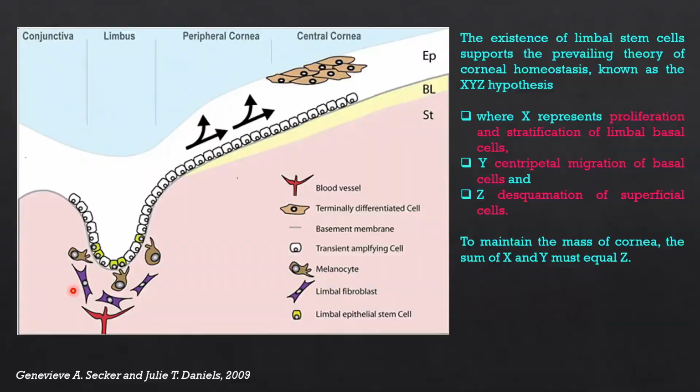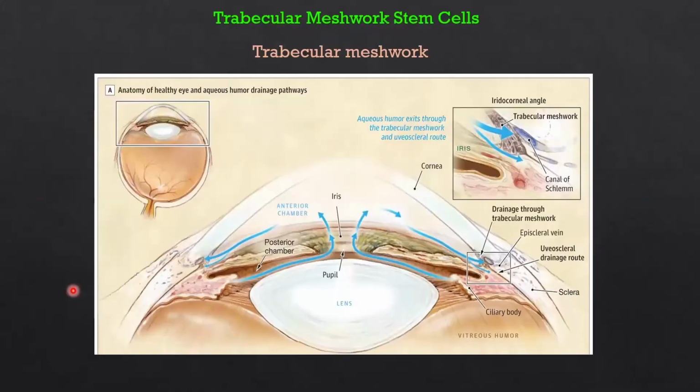So this is my area. I work on trabecular meshwork stem cells. So this is a full illustration on the normal functioning of the outflow pathway. So where are the stem cells in the outflow pathway? Yes, there are stem cells. They are present in the, let me go to the next slide.